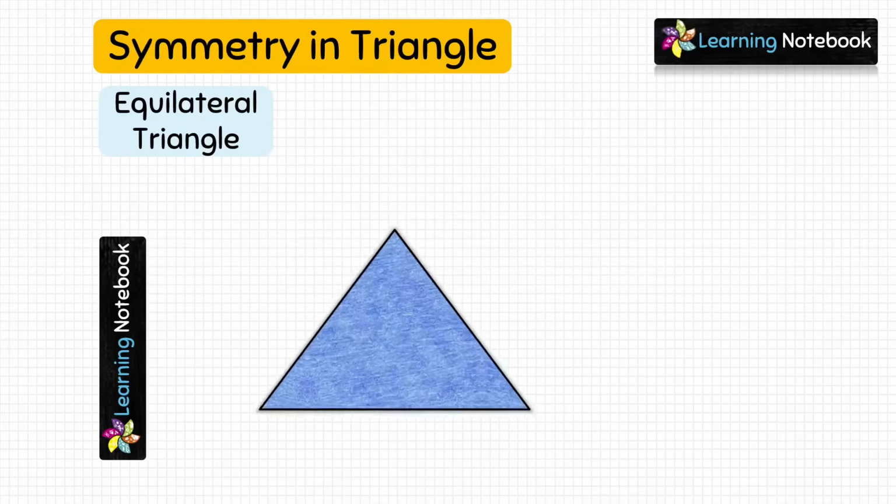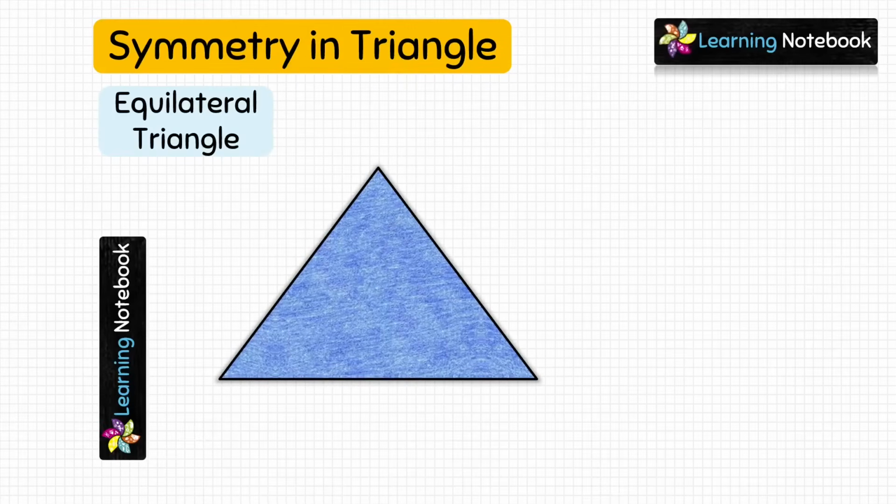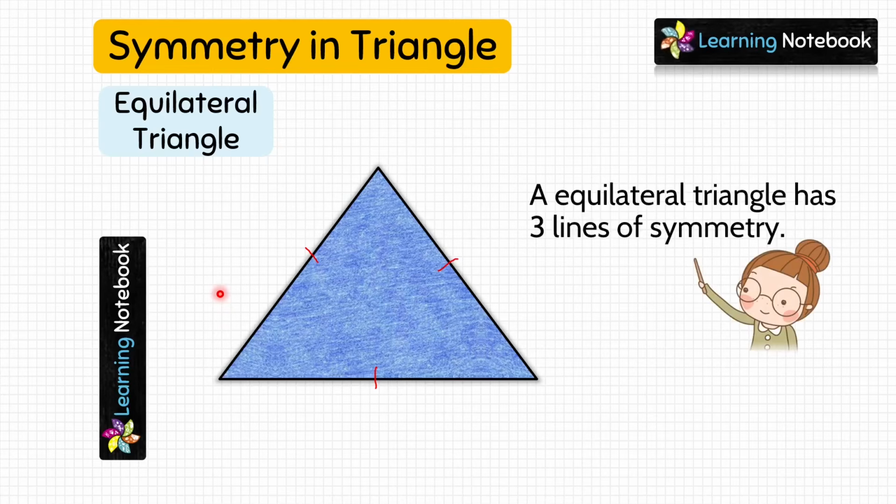Now, let's learn symmetry in equilateral triangle. An equilateral triangle is a triangle whose all the three sides are equal. All these three sides, they are equal in equilateral triangle. An equilateral triangle has three lines of symmetry as shown here. So these are the 3 lines of symmetry in an equilateral triangle.